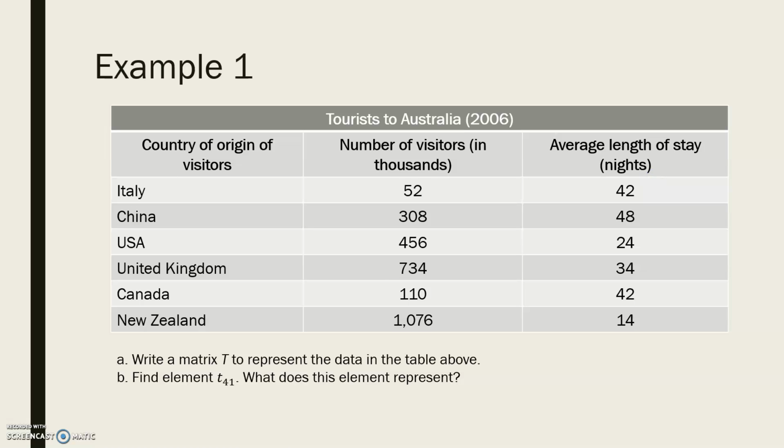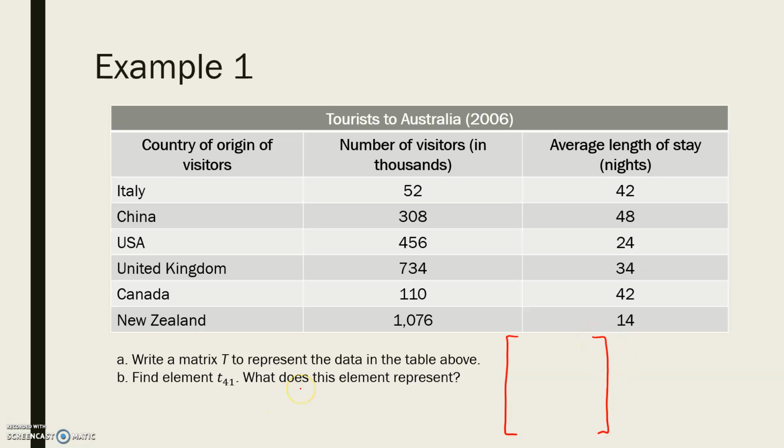So we are asked to write a matrix T to represent the data in the table above, and then define the element T41 and say what it represents. This seems kind of intimidating. Basically, they're giving us a table saying here's where all of these visitors to Australia come from, here's the number of visitors, how long they've stayed. But we can summarize this. We can just put this into a matrix. And so a matrix for this would look like this.